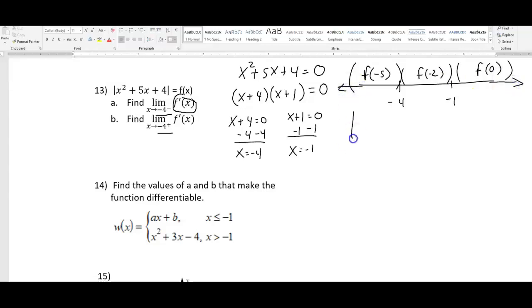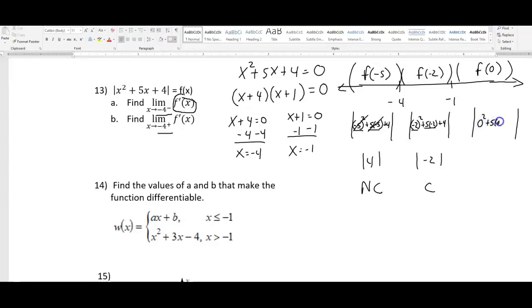Okay, so here we go. So let's plug in -5. So 25 minus 25, those just cancel. And as you guys can see, there's no sign change here. Let's plug in -2 next. Four minus 10 is -6 plus 4 is -2. So that will be a change of the sign there because the absolute value will change it from a -2 to a +2. And then plugging in 0. That's going to be no change once again.